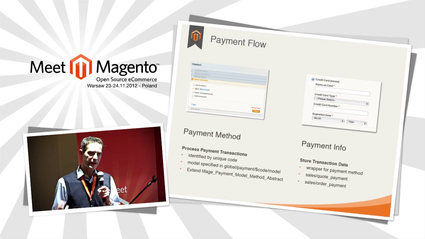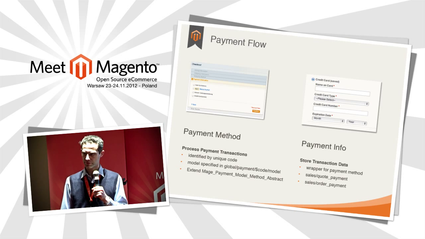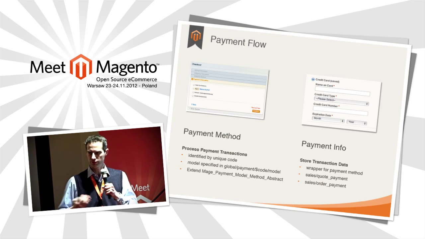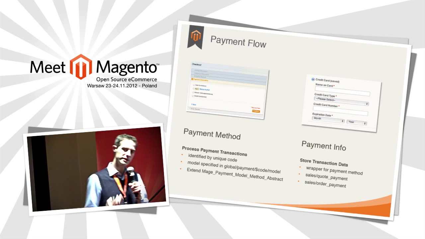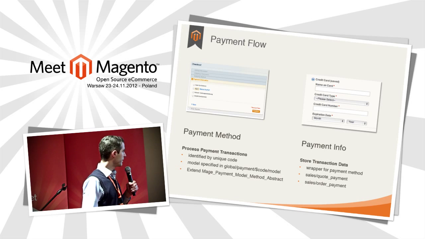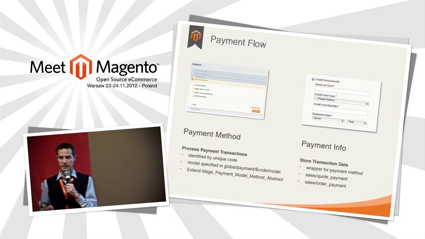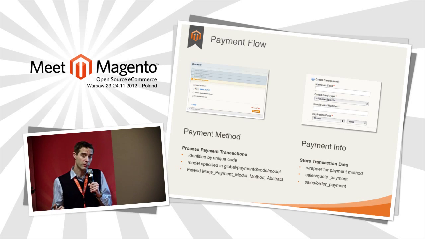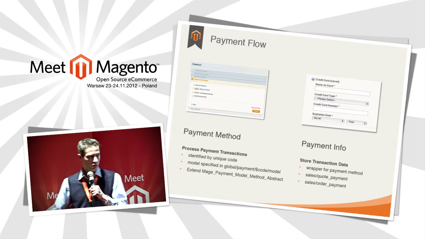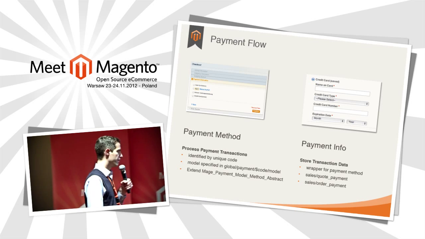So we have two main actors here. One's the payment method, and one is the actual payment info data. The method knows how to interact with the payment gateway or how to process a payment, and if there is additional data that's needed, that would be part of the payment info. So the payment method processes the payment transactions, and each payment method is identified by a unique code and a model. The model is specified in the configuration under global payment, then whatever your code is, and the model. And it extends from Mage payment model method abstract.